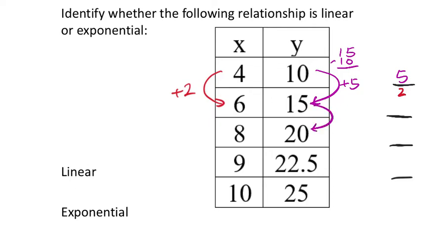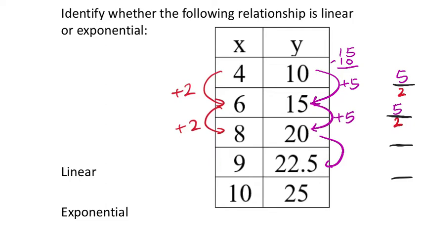But then I've got to compare the next change. Well, that's from 15 to 20, which goes up 5. And again, if you need to do 20 minus 15, then do it. But then I compare my x's from 6 to 8, that would go to the right 2. So that's a 5 to 2 ratio again, which means these are the same. But again, you can't stop there. You've got to compare all of them.